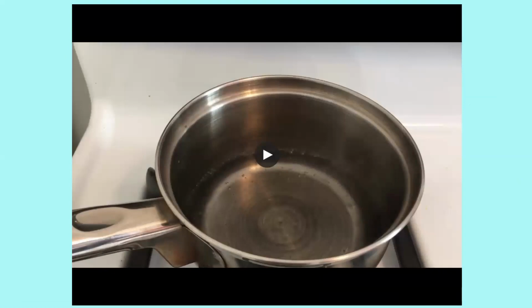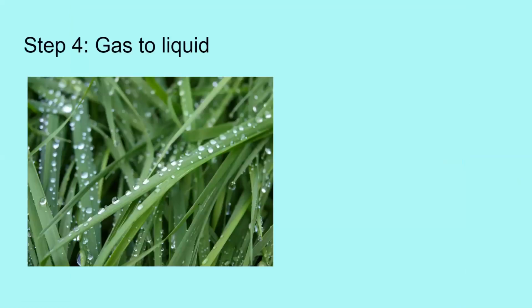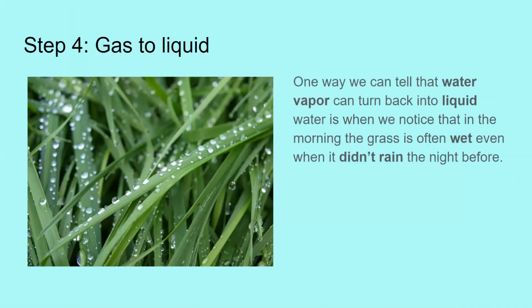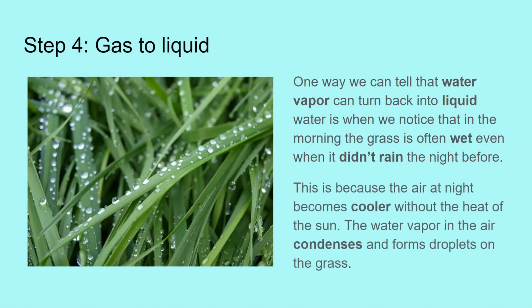Okay? The last step of the experiment is not one that I did, but that happens all the time. So one way we can tell that water vapor can turn back into liquid water is when we notice that in the morning, the grass is often wet, even when it didn't rain the night before. So when something's wet, it means that there's water in it or on it. And this is because the air at night becomes cooler without the heat of the sun.